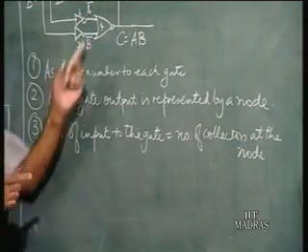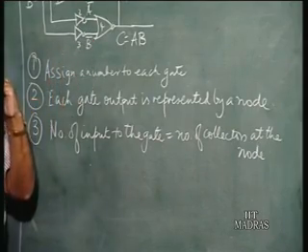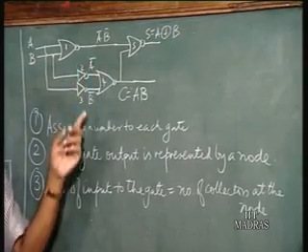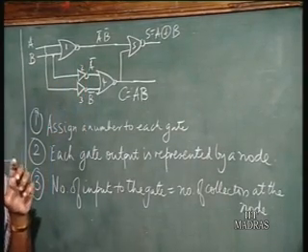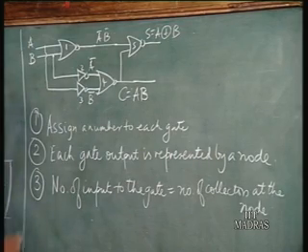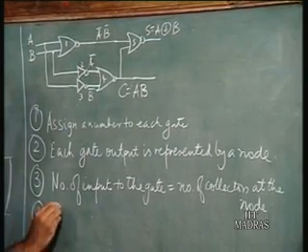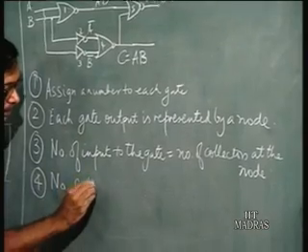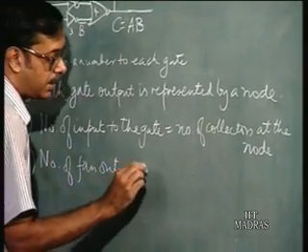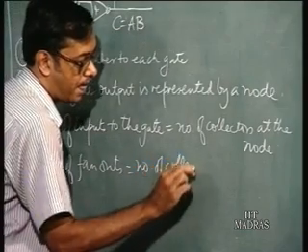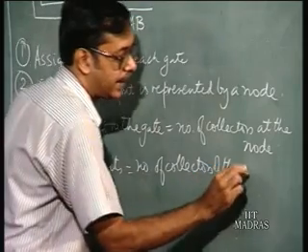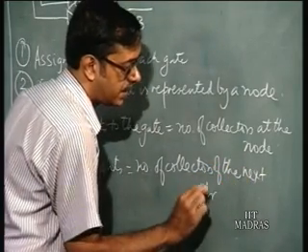That is, if you have a 2 input gate here, you will have 2 collectors connected at the node. Of course, you do not have 3 input NOR gates. If you have 3 input NOR gates, you will be basically tying up 3 collectors at that particular node. And the number of fan outs equals the number of collectors of the next transistor.